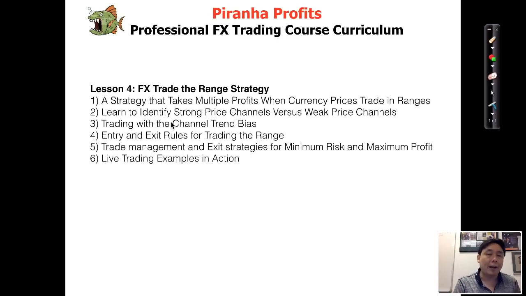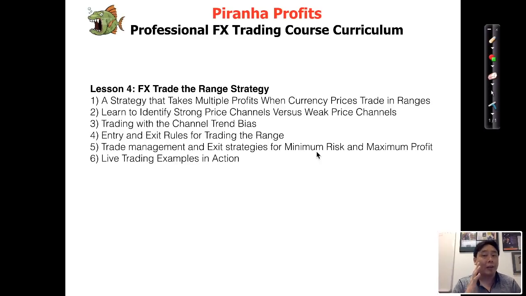How do you identify, again, the strongest price channels versus weak price channels that you have to avoid? How do you trade the channel with a trend bias? You don't always buy at support. You only buy at support with a long bias. You only short at resistance with a short bias. How do you identify this bias? When do you enter and when do you exit these trades for, again, minimum risk and maximum profit?